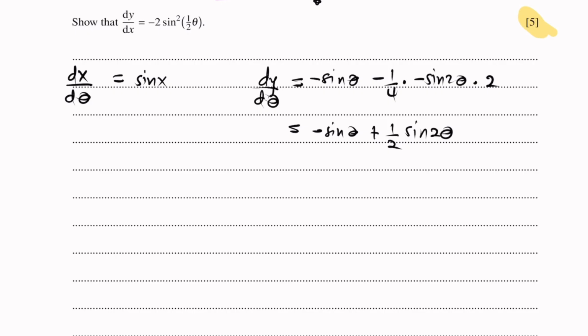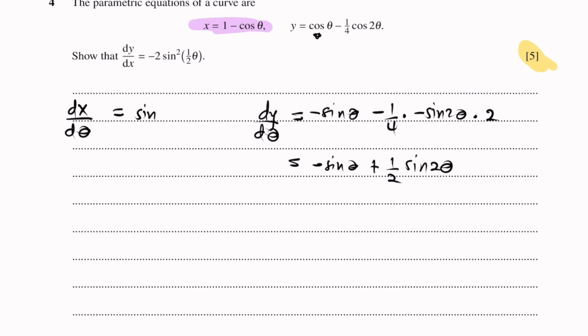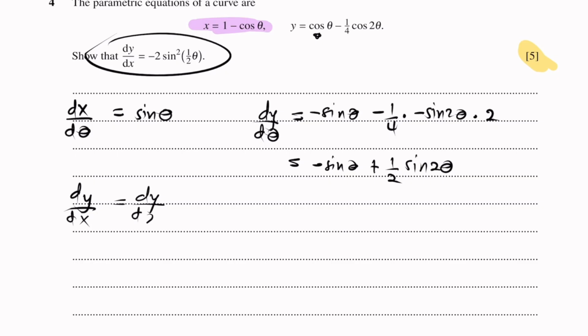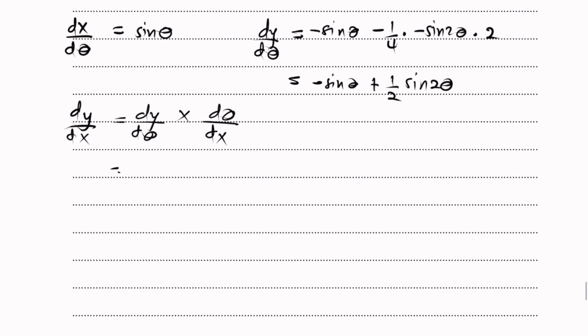Okay, where are we going? Oh, this is not sine x, it's sine θ. So we are coming to this side. Maybe we should just set up our chain rule and see if something will cancel. I don't see it though, but who knows? So this is dy/dθ times dθ/dx. So dy/dθ is negative sine θ plus half of sine 2θ, times 1 over sine θ. Okay, so this is what we have.